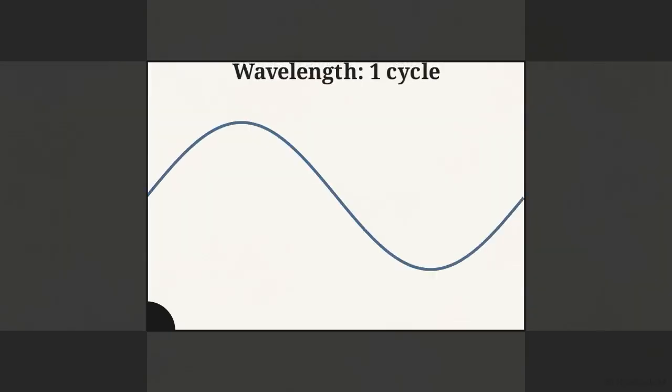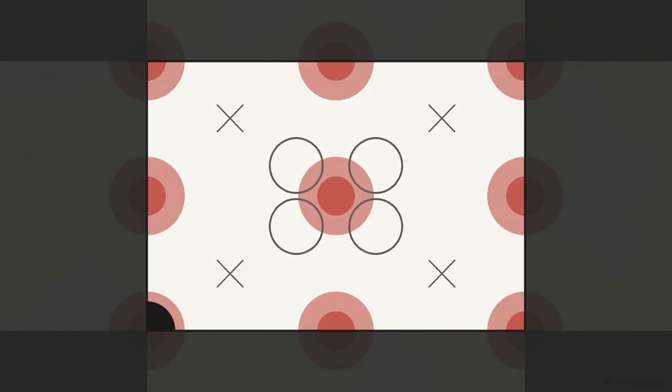Wavelength is the physical distance of one complete cycle. Low-frequency waves are massive. A bass wave can equal a room's length. Bouncing off walls, these waves collide. Where they add together, they create a massive boom. Where they cancel out, the bass nearly disappears.